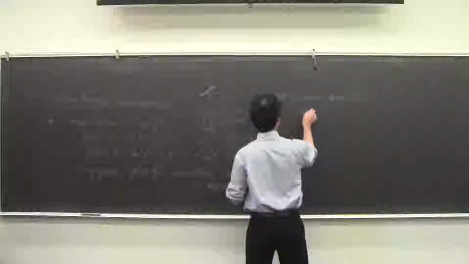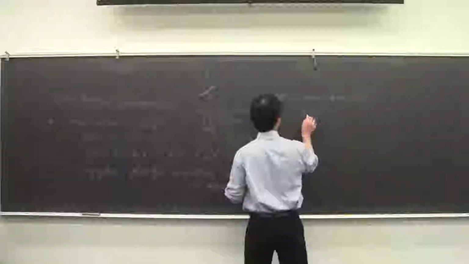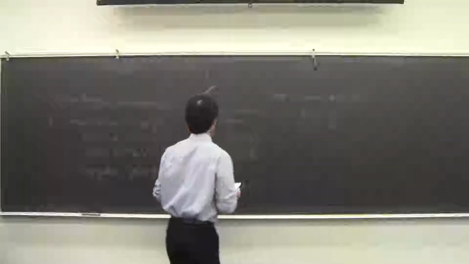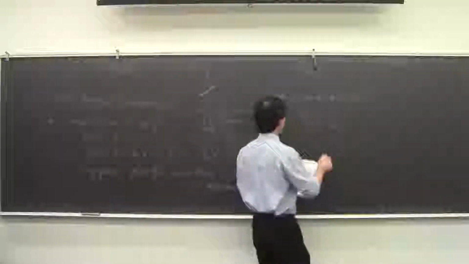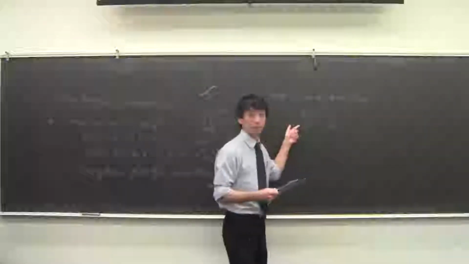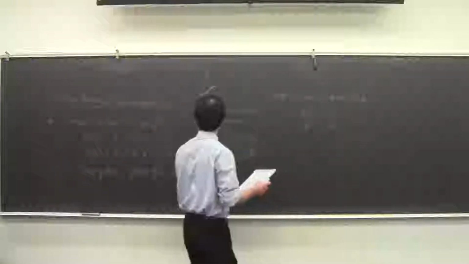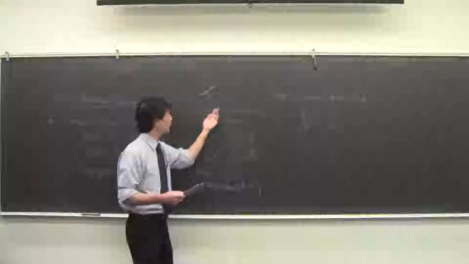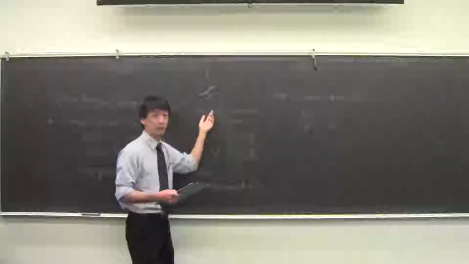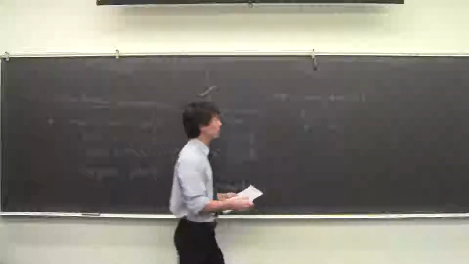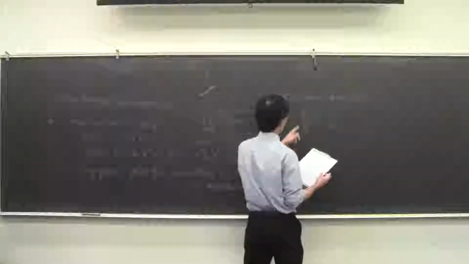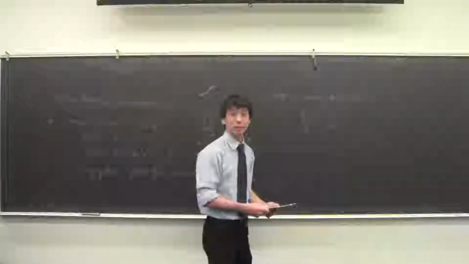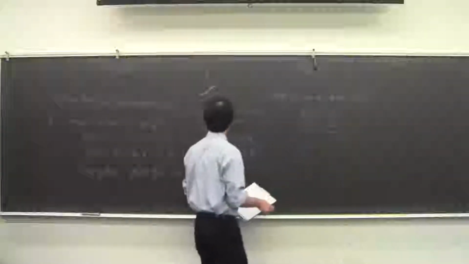So p of 0 is a naught, q of 0 is b naught, but p of 0 and q of 0 are the same, because in this neighborhood of 0, the functions are the same. At 0, the functions are the same. So p of 0 and q of 0 are the same thing. That tells you that a naught and b naught are the same. Okay, so you know that those are the same.